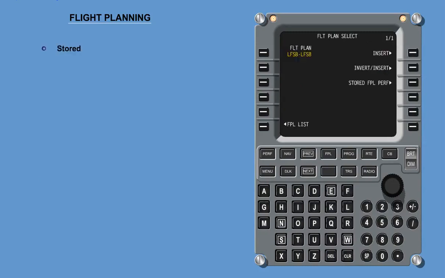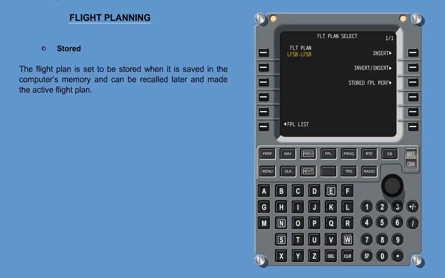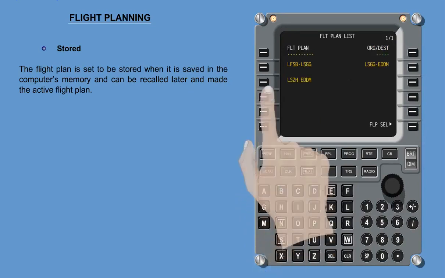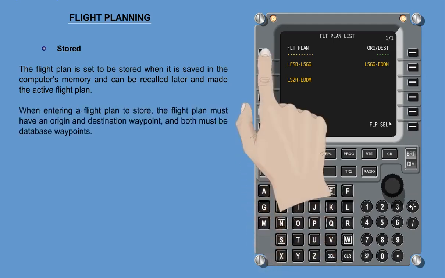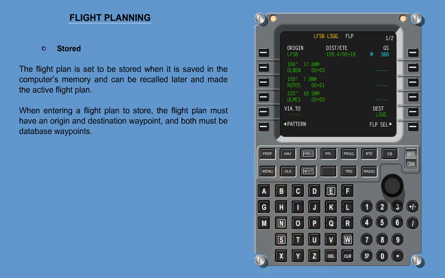Stored flight plan. The flight plan is said to be stored when it is saved in the computer's memory and can be recalled later and made the active flight plan. When entering a flight plan to store, the flight plan must have an origin and destination waypoint, and both must be database waypoints.